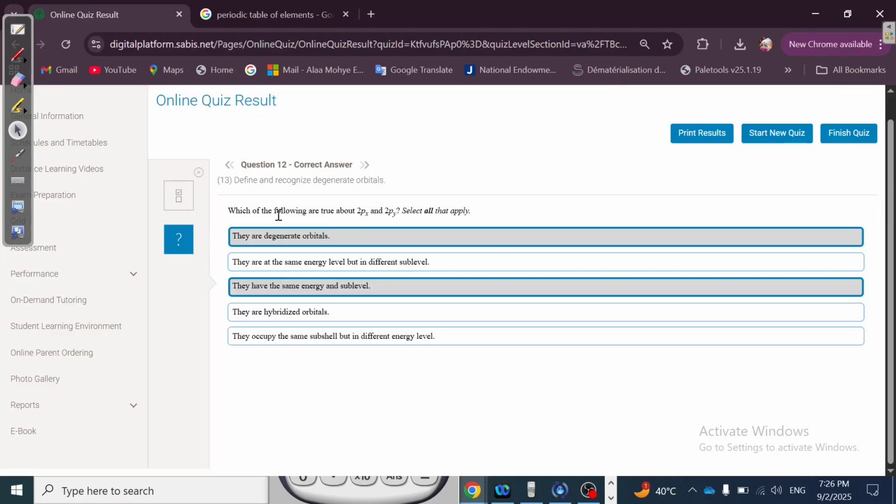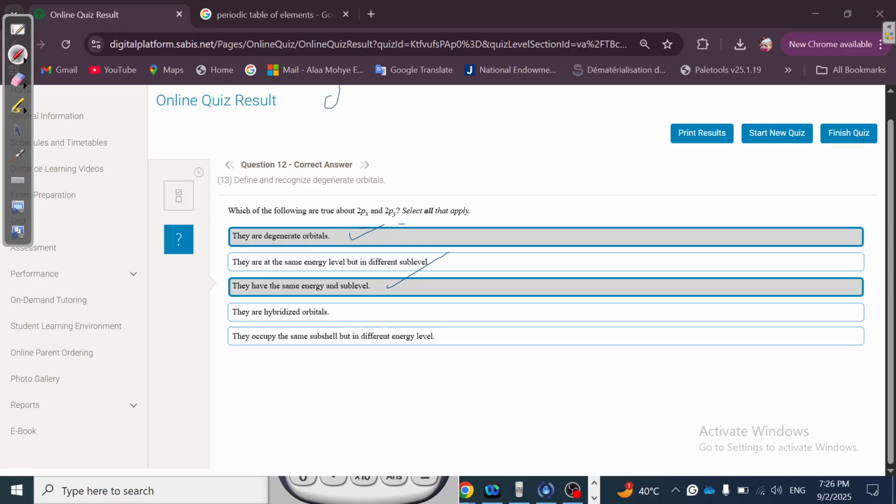Which of the following are true about 2px and 2py? Now we go to the degenerate orbitals. What are degenerate orbitals? Quickly, if you see the same type of orbital, like let's say px and py, p and p, and it's the same coefficient, which is 2, it's degenerate. In a proper way to say it, they have the same orbitals and the same coefficient, which means the same energy shell.